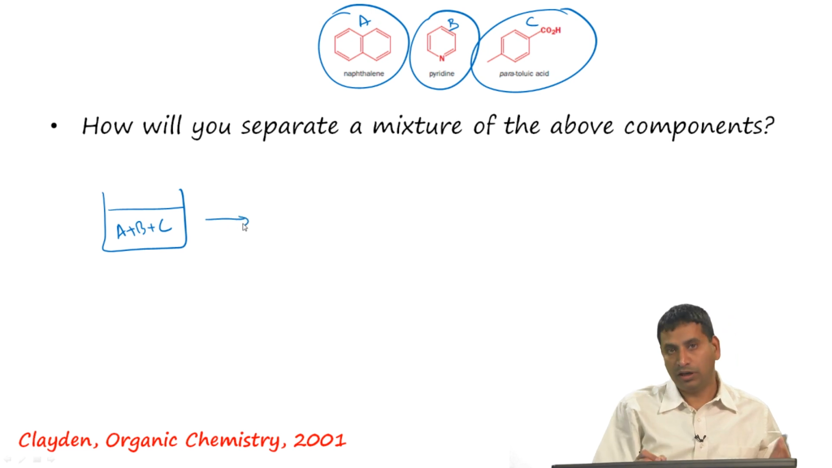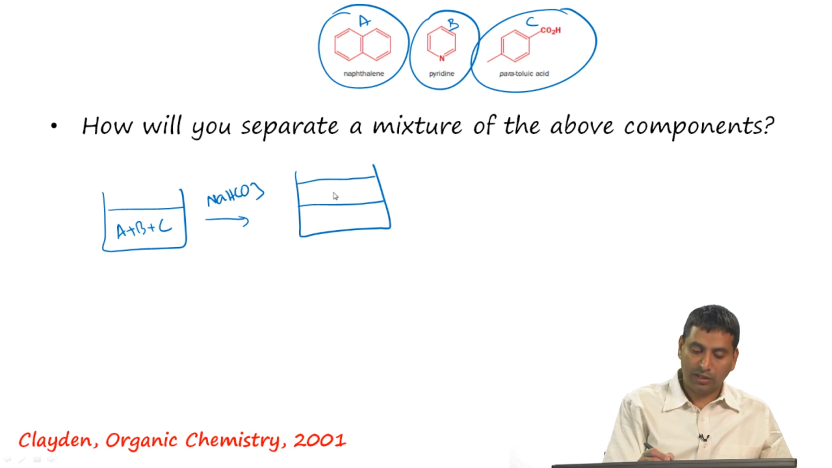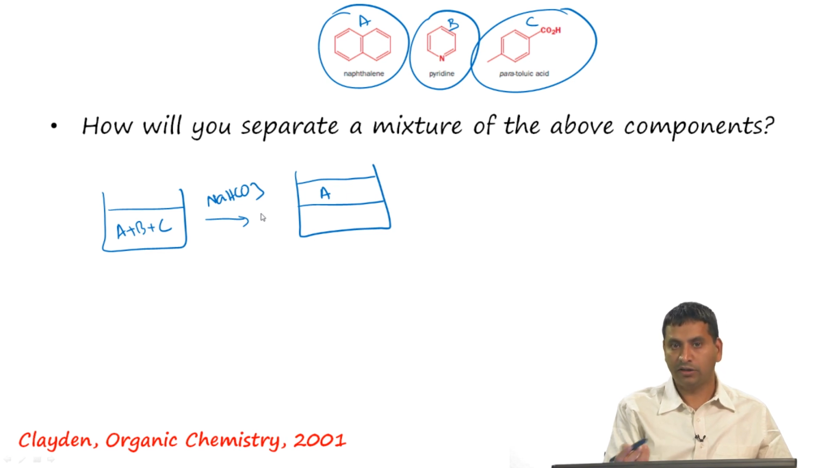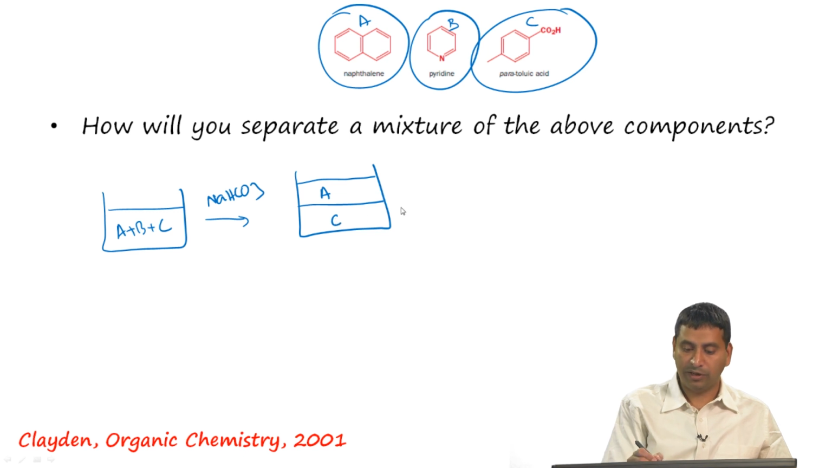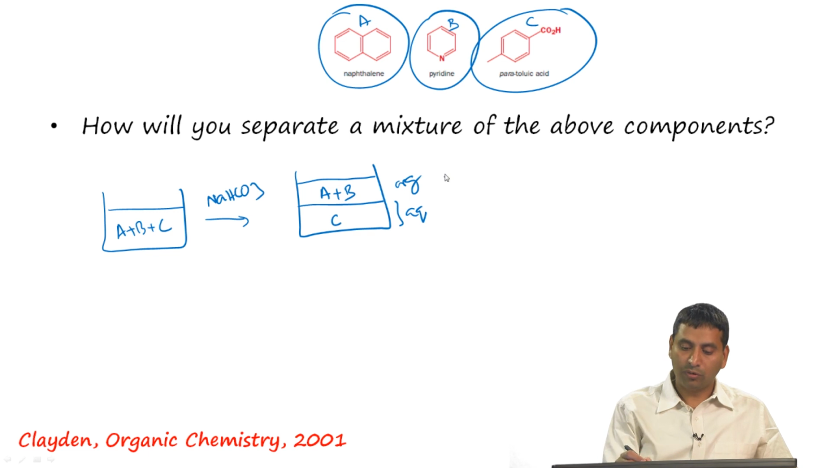Now, let us say to begin with, we wash it with sodium bicarbonate. Then you have the aqueous layer below and the organic layer above. Since bicarbonate is a base, it is going to convert the carboxylic acid to carboxylate, and the carboxylate will remain here in the aqueous medium, and A plus B is going to remain in the organic medium. Now, you separate the organic layer, which will contain A plus B, and you get your C.